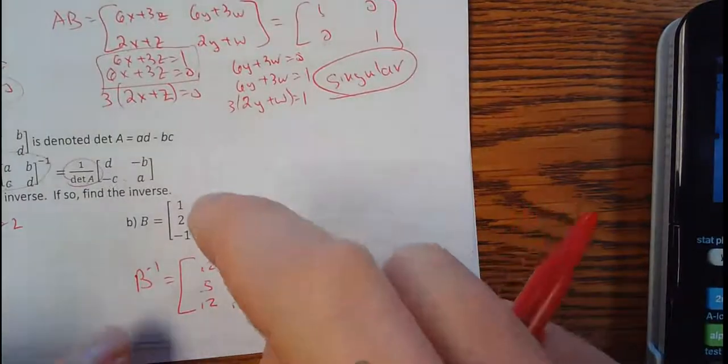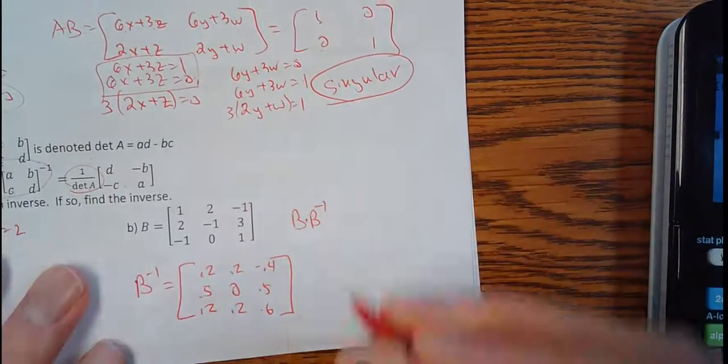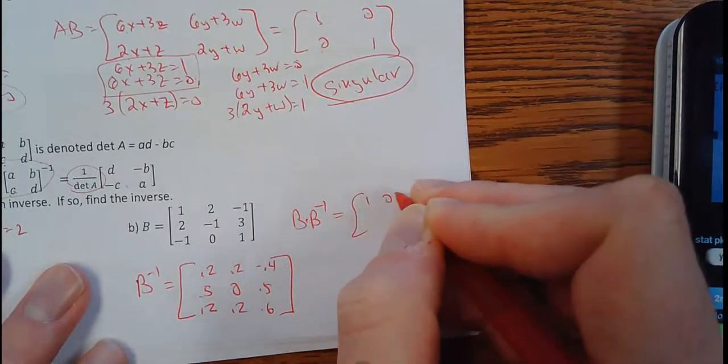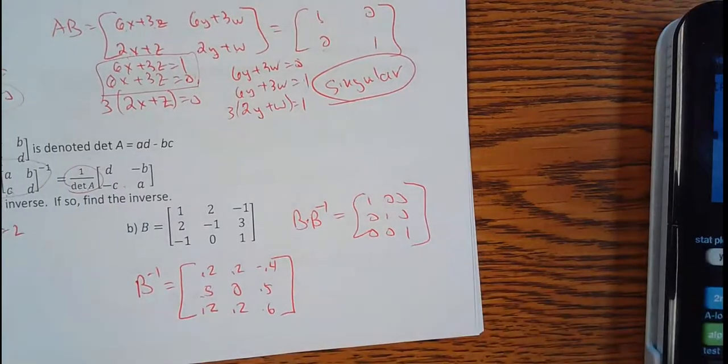So remember, what's so special about this? Well, if I multiplied B times the inverse of B, I would get 1 0 0, 0 1 0, 0 0 1, which is very helpful for what we want to do. Okay, so we'll talk about that in future days.